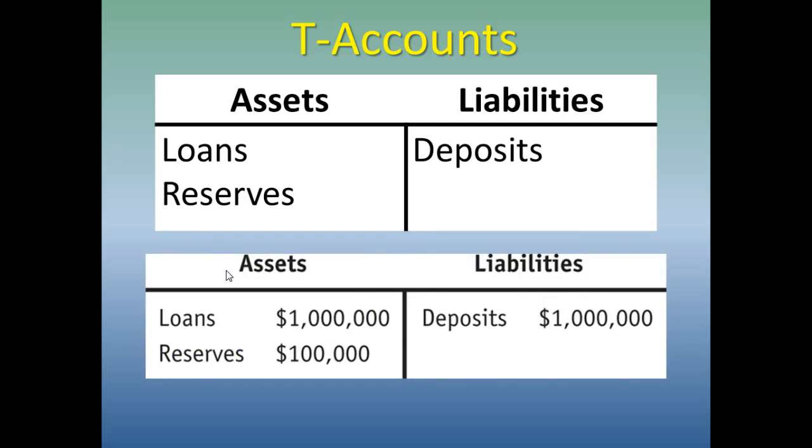In this example, what we'd see is a bank that's in pretty good shape. They've got $1 million worth of deposits. They have to keep $100,000 in reserve because of the 10% reserve ratio, and they've got loans of $1 million. And so the bank actually has more assets than it has liabilities, which is good news.